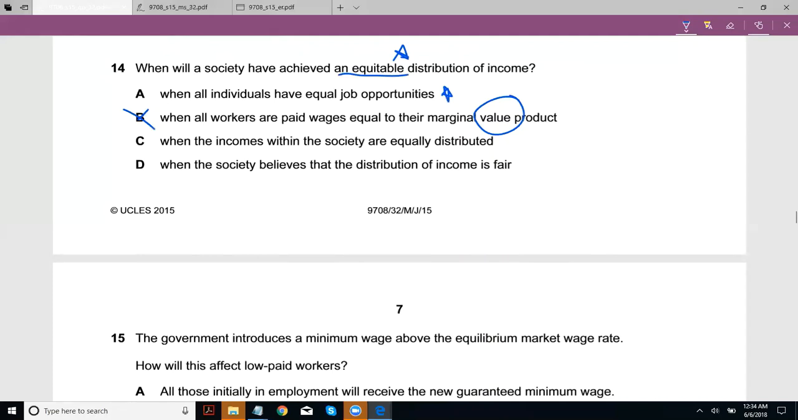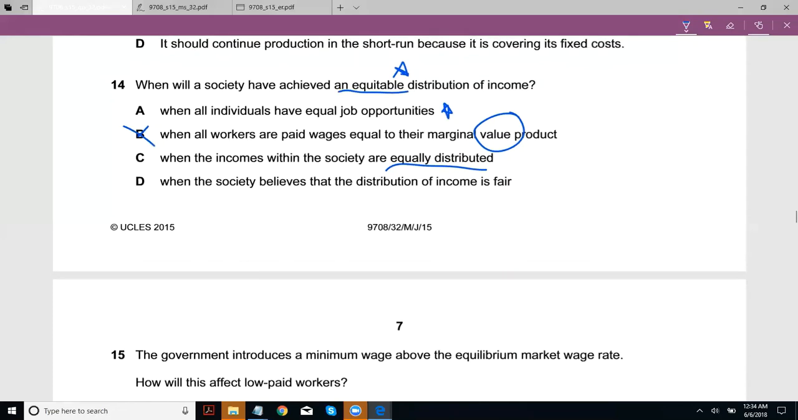When the incomes within society are equally distributed, well, the idea of equity is fairness. So it's like fair distribution of income. Whether that coincides with equality, I don't know if I'm overthinking this. Shreya, what do you think? Do you think we can go with C?